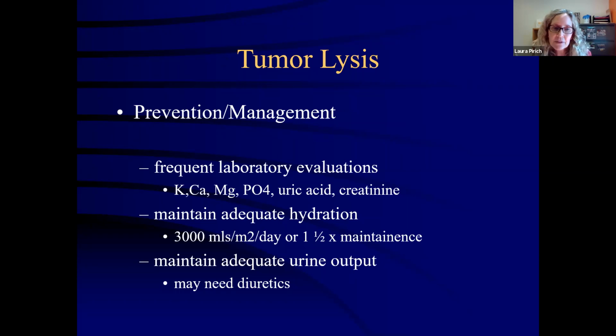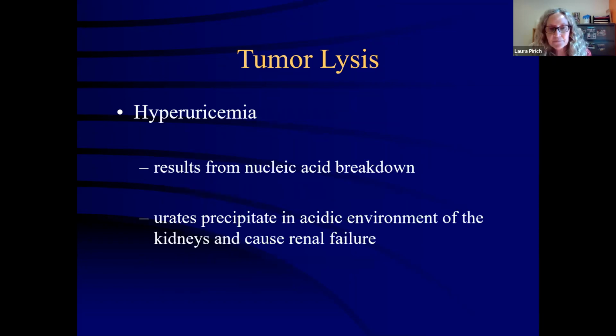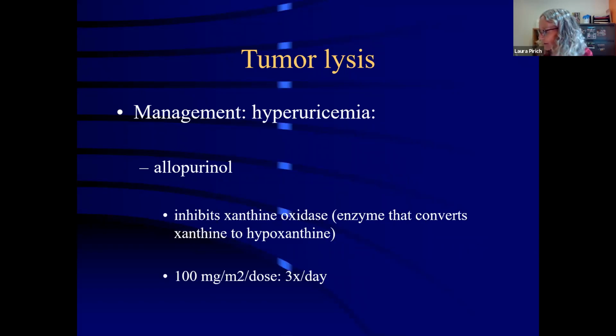So it's really important that you give them plenty of hydration and you keep an eye on their urine output. Most of the time, you're not going to require any diuretics to keep them peeing, but occasionally you will. Let's talk quickly about hyperuricemia, and that results from the breakdown of the nucleic acids. The nucleic acids precipitate in the acidic environment of the kidney, and it's that uric acid precipitation in the kidneys that causes acute kidney injury or renal failure.